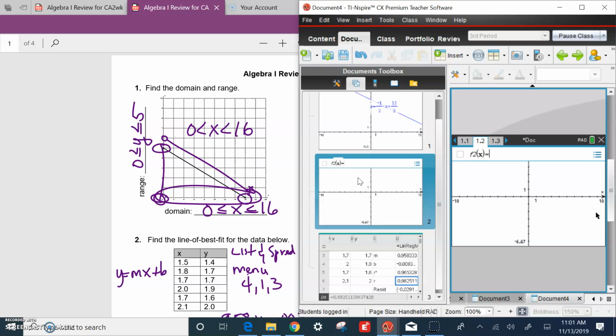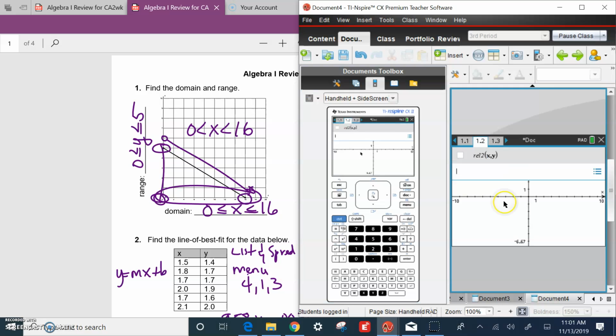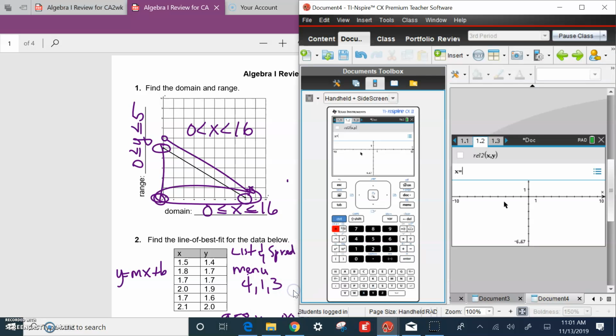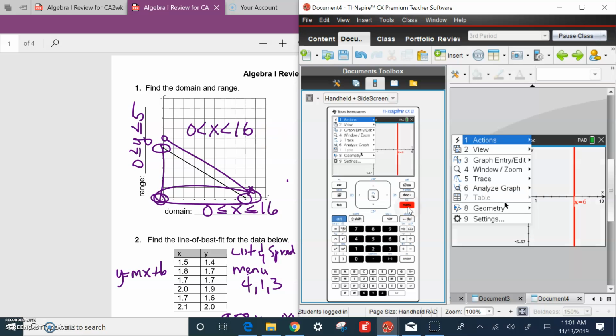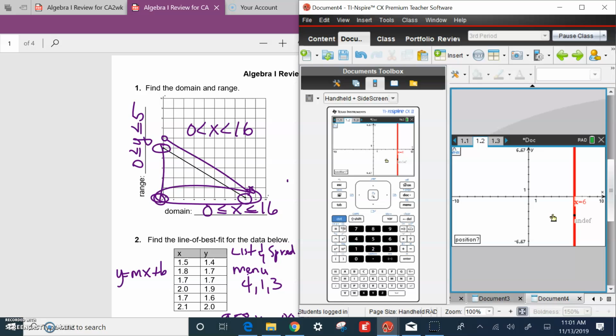You definitely want to graph this as a relation, so delete the equal sign, select relation, and then plug in x equals, what was it? X equals 6. Then enter. There is our line. Do menu 6, 5. Click on the line, and you can see that our slope is undefined. Oops, I moved it a little bit, but it's undefined. Okay.